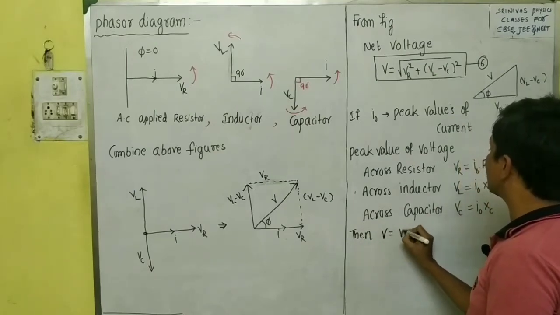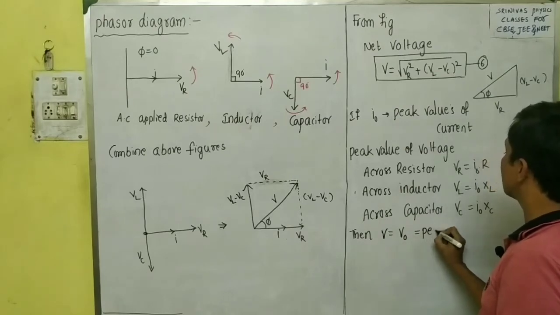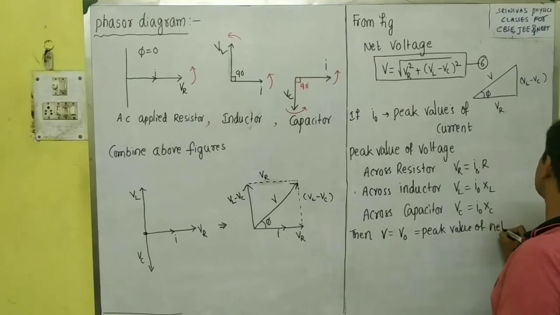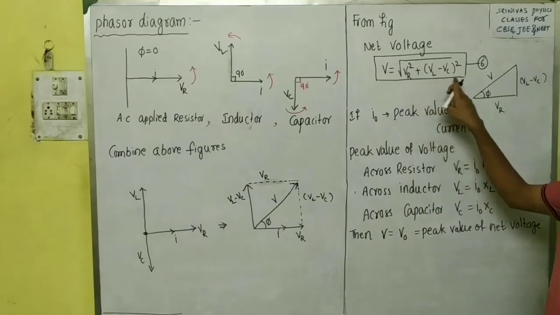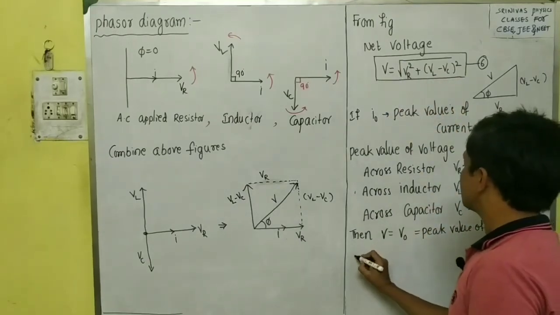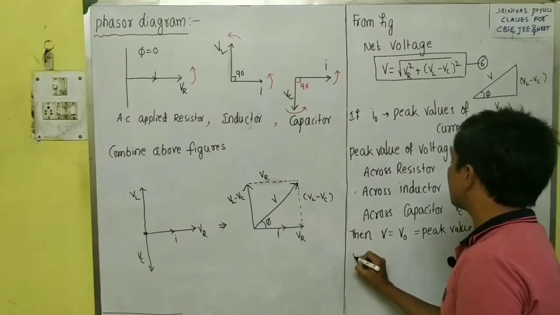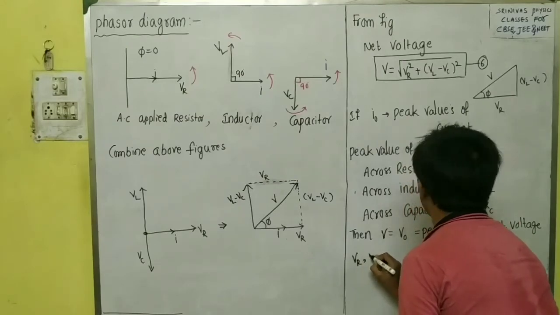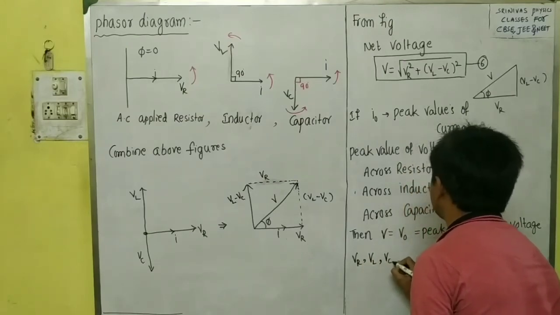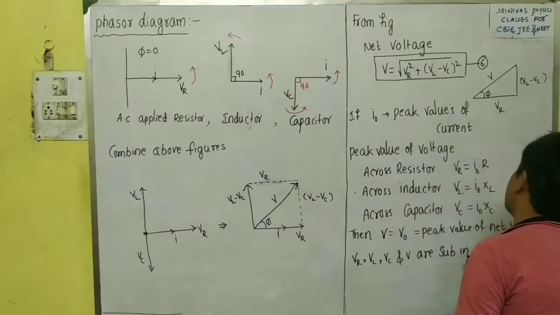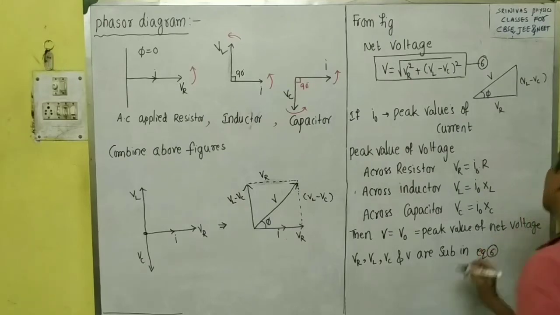Then V is equal to V naught. This is the peak value of net voltage, the total voltage. When you substitute all peak values VR, VL, VC, then V also becomes V naught. We substitute VR, VL, VC and V in equation 6. Then what will you get?